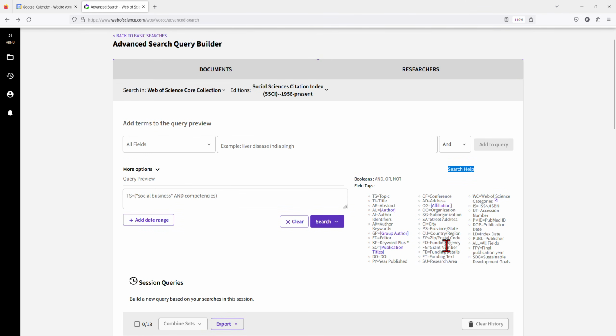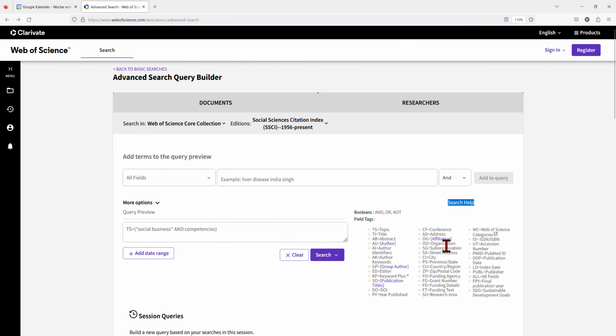Okay, that's it. That was just a brief introduction to some of the elements of the Web of Science database. As I said, you can use them in other databases as well. And I hope that was useful for you to arrive at better results for your own searches in the future.